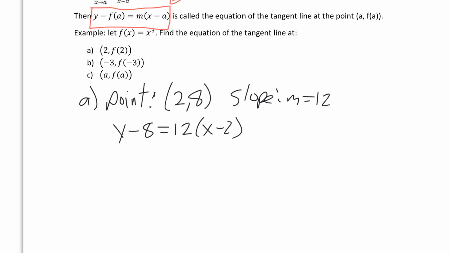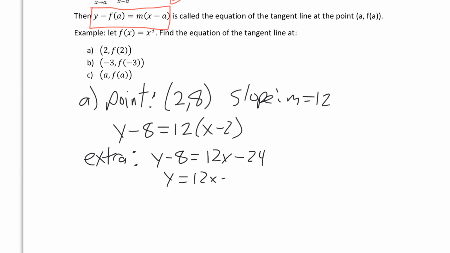Now, for those of you wondering where that negative 16 came from, this is just some extra. You could go ahead and convert this into the other form. So you'd have y minus 8. You could expand the 12 as 12x minus 24. You'd move that 8 to the other side, and you'd get plus 8, which makes a 16. So you could convert this formula into the y equals mx plus b formula. You don't have to, but just in case you were wondering where the negative 16 comes from, now you can see it. So let's go ahead and do part B.